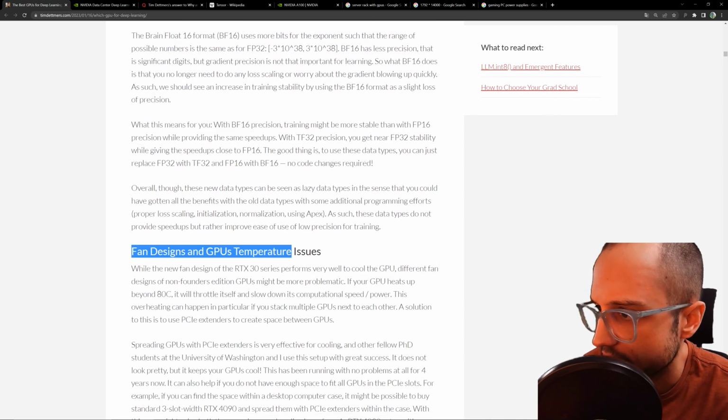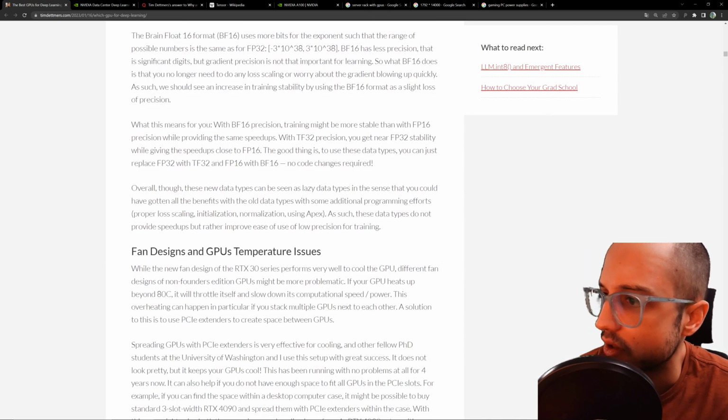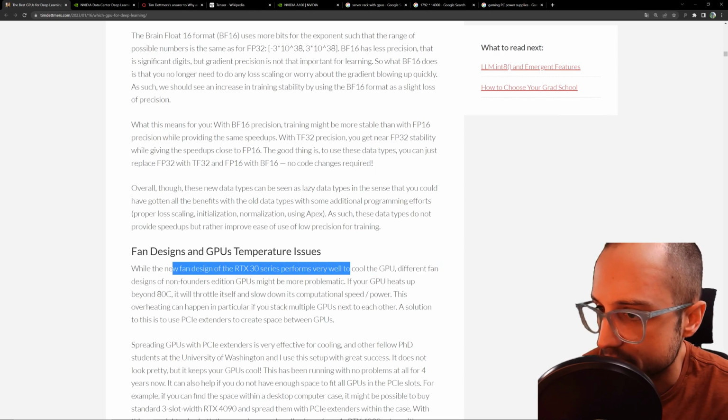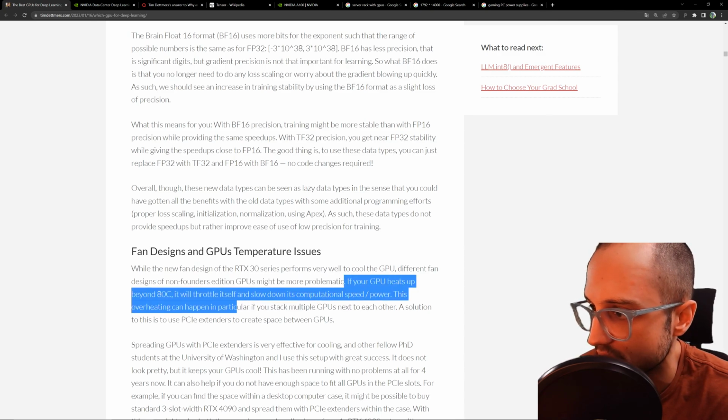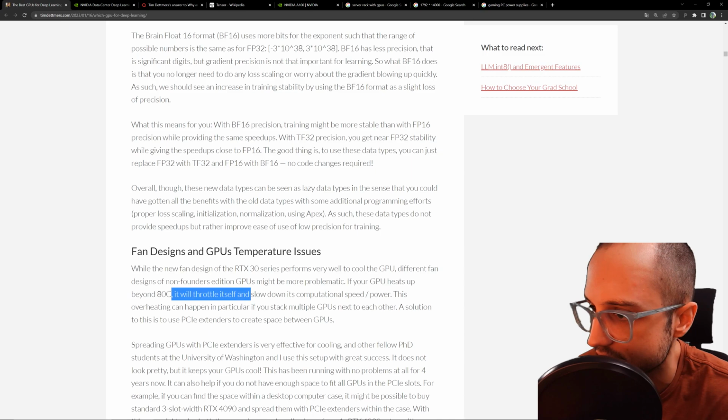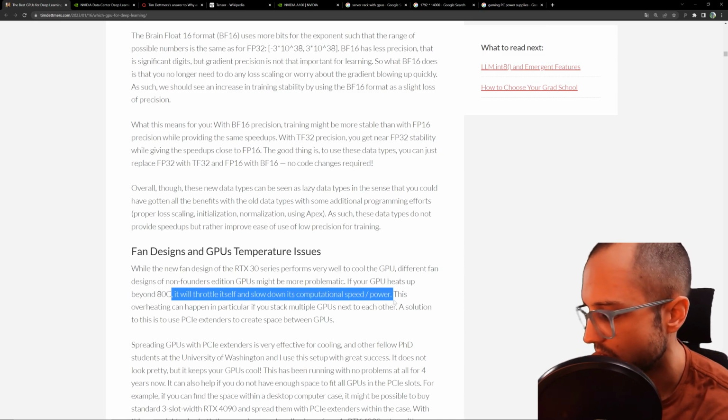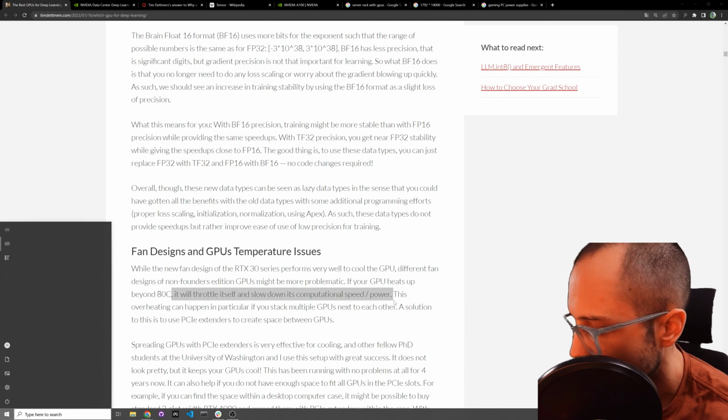Okay, fan design and GPU temperature issues. The new fan design of the RTX 30 performs very well to cool the GPU. Different fan designs of non-founder editions might be more problematic. If your GPU heats up beyond 80 degrees C, it will throttle itself and slow down its computational speed and power.